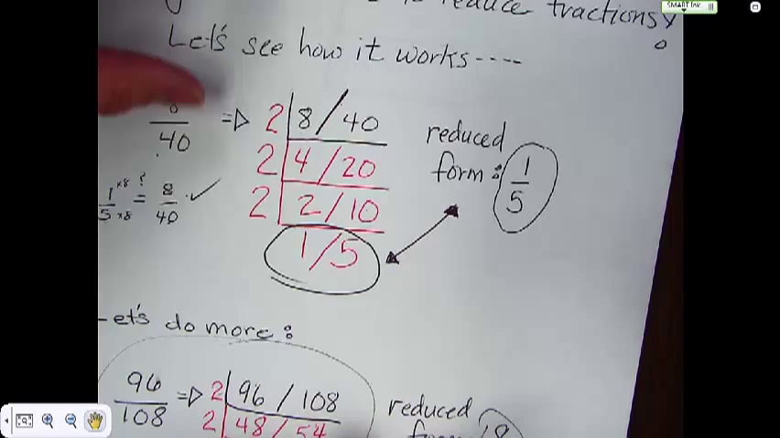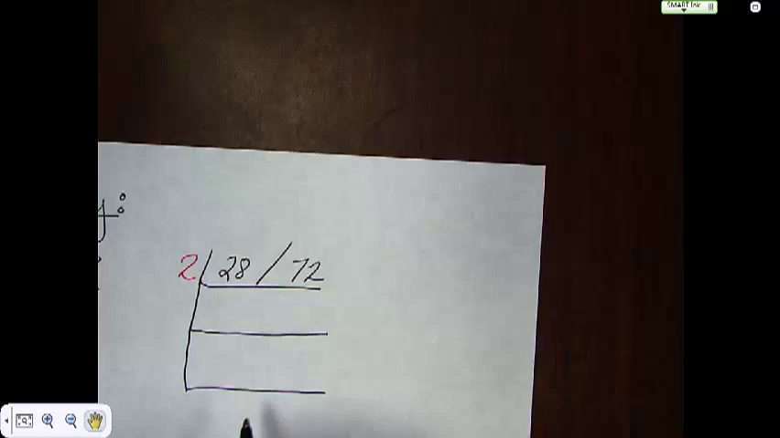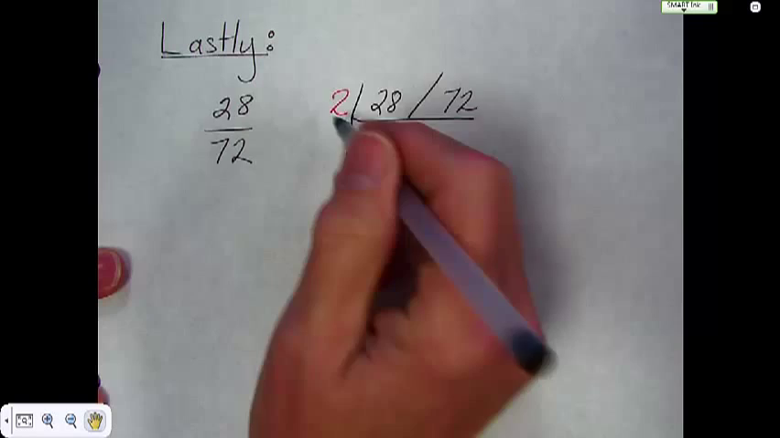Okay? I want to do one more. I haven't worked this one out at all. We want to do 28 over 72, so I don't really need that piece of paper. Okay, here we are, 28 over 72. They're both even, so 2 will go into them. 2 goes into 28 14 times, draw your line.